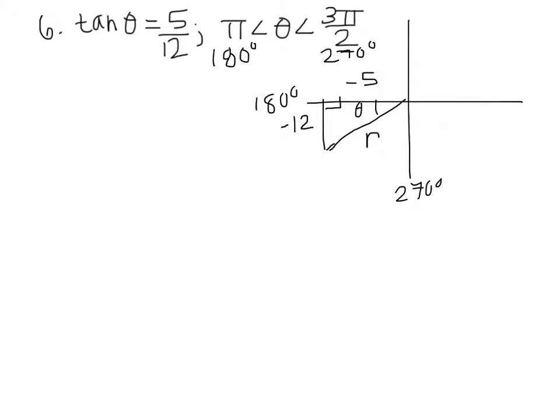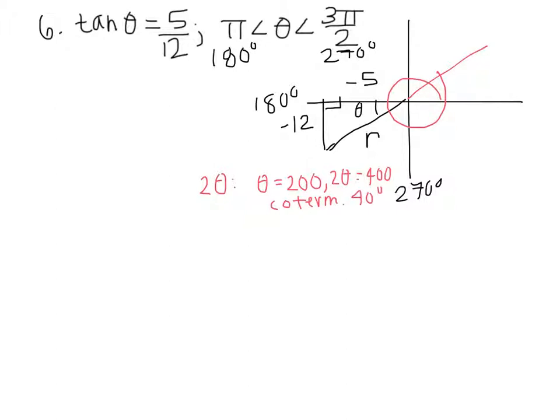So let's start again with 2 theta. Let's think about what's going to happen when we double these. Okay, so I'm going to start with theta equals 200. I want to know where that value is going to end up. Well, theta being 200, that means that 2 theta is 400. So that is going to complete a full revolution plus 40 degrees more. So this is coterminal to 40 degrees, which is in quadrant 1.